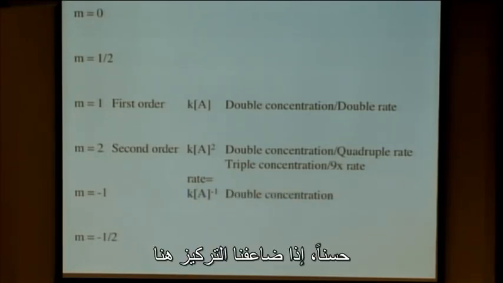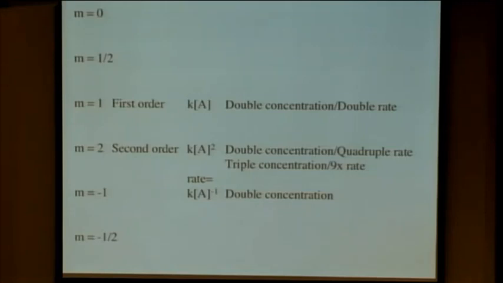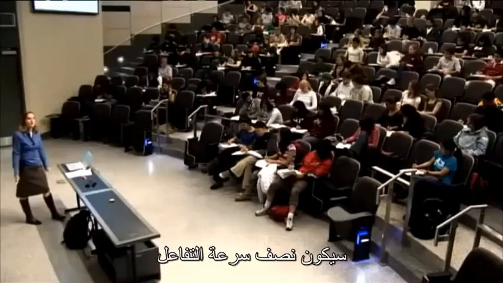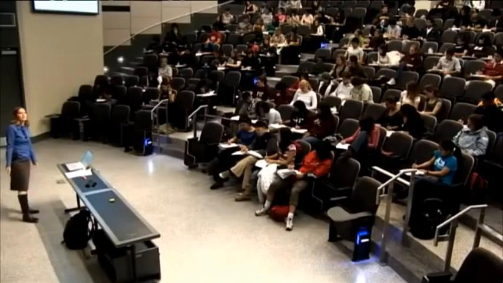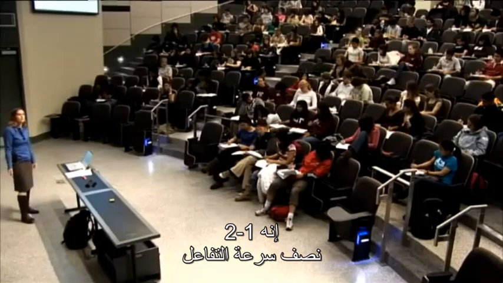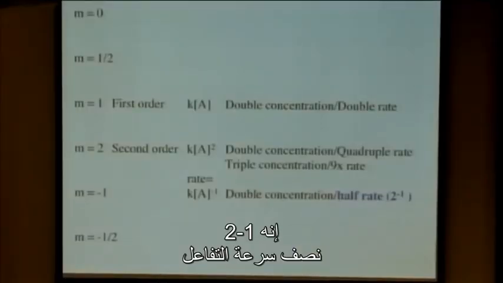All right, if we double the concentration here, just yell out what you think would happen. You would halve the rate of the reaction. Or you could think about it as 2 to the minus 1, half the rate of the reaction.